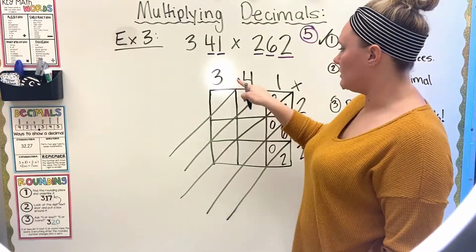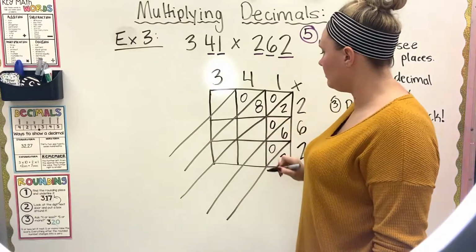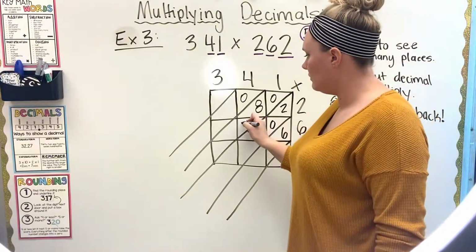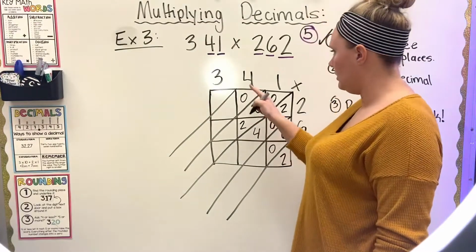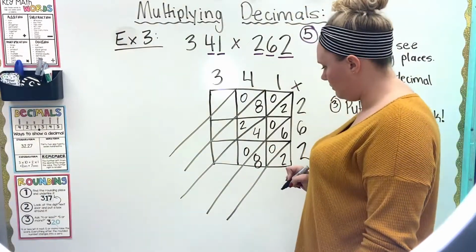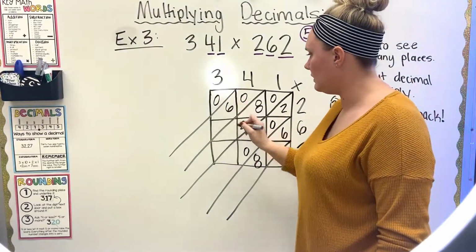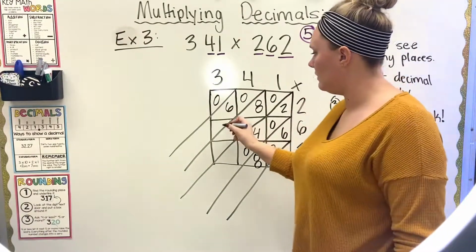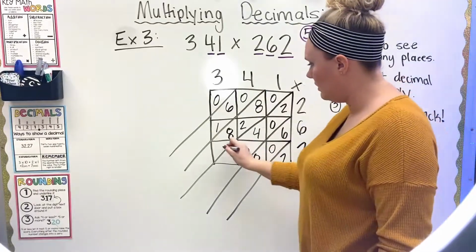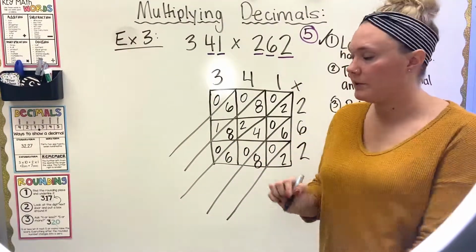So let's go this way next, 4 times 2. Well I know 4 times 2 is 8. 4 times 6, 24. 4 times 2, that is 8 again. Okay, next one, 3 times 2, that is 6. 3 times 6, that is 18. And 3 times 2 is 6 again. All right, so I've multiplied now. I'm going to drop them on down.